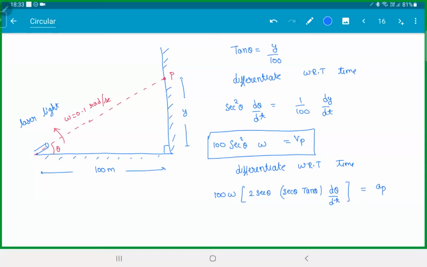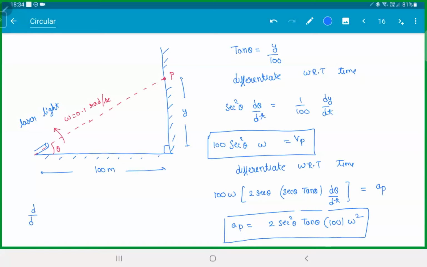I hope everyone did that properly. Differential of secant square theta is 2 secant theta, and secant theta's differential, that is secant theta tan theta, and again d theta by dt. It's a chain rule. Theta is a variable here. So this guy AP would be 2 sec square theta tan theta, that will be again omega into 100 into omega square. I'll leave the values to you. You can put the values and check it out. But please ask me if anyone is confused with the differentiation there.